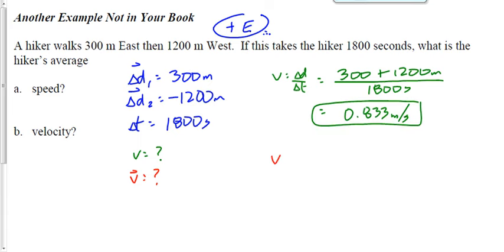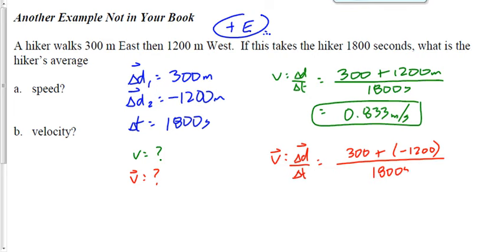Now let's do the other one here. V for velocity is displacement divided by time. What's my displacement here? We're still going to add these numbers, but this time when we add these numbers, we're adding a negative value in here. So it becomes 900 meters is my displacement for a time of 1,800 seconds. Negative 900, actually, isn't it? Do the math there. It works out to be, I think, negative 0.500, right?